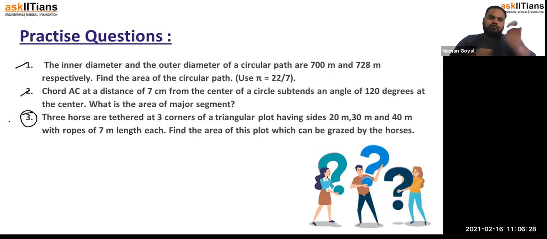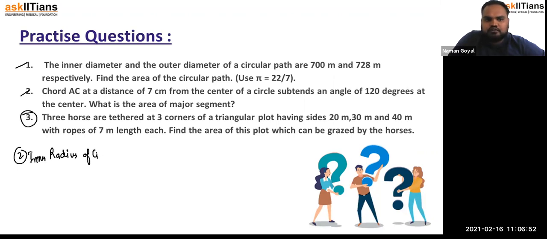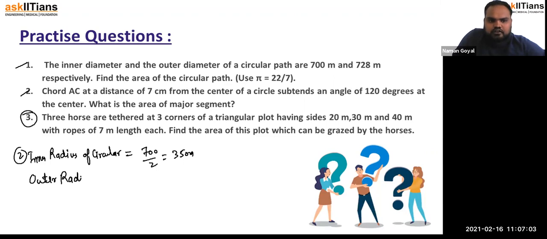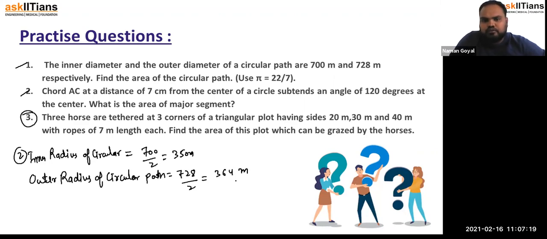Okay. Now see, the inner diameter and the outer diameter of a circular path are given respectively. Now find the circular path area. Simple question. So first of all, the inner radius of the circular path is what? 700 upon 2, which is 350 meter. Outer radius of the circular path is 728 upon 2, which I think will be 364, right, meter.